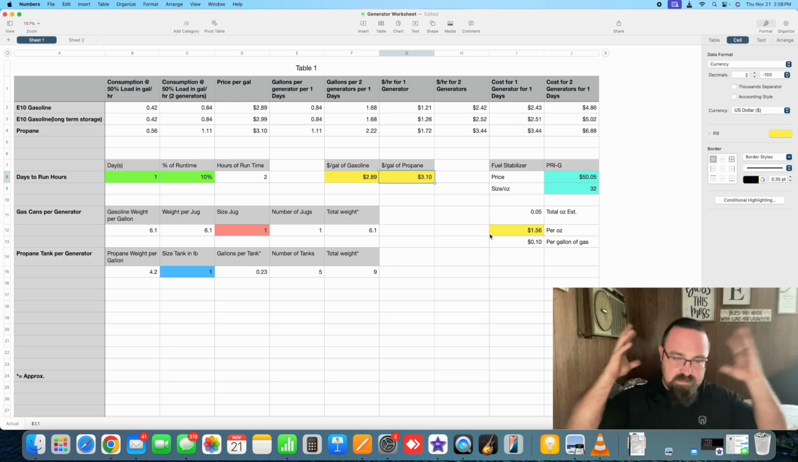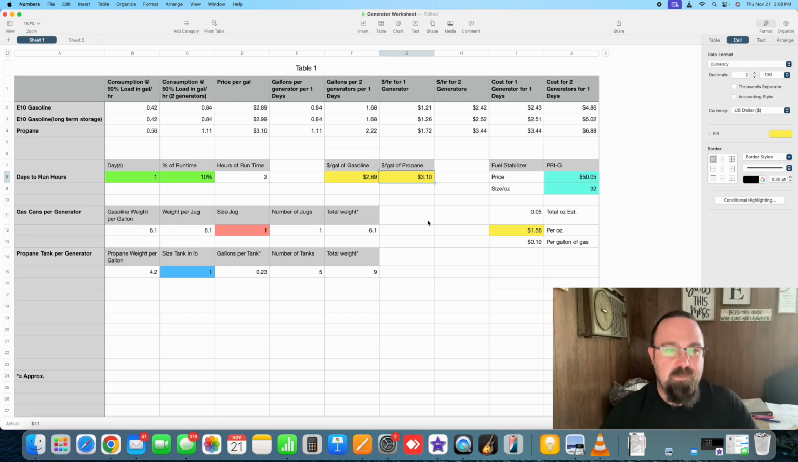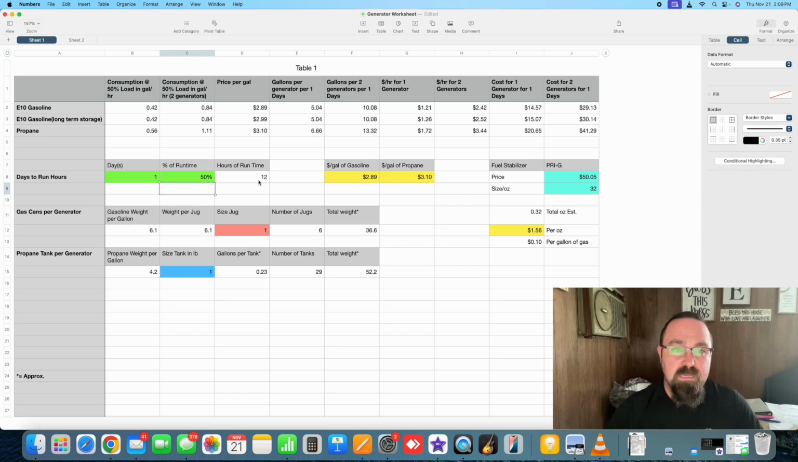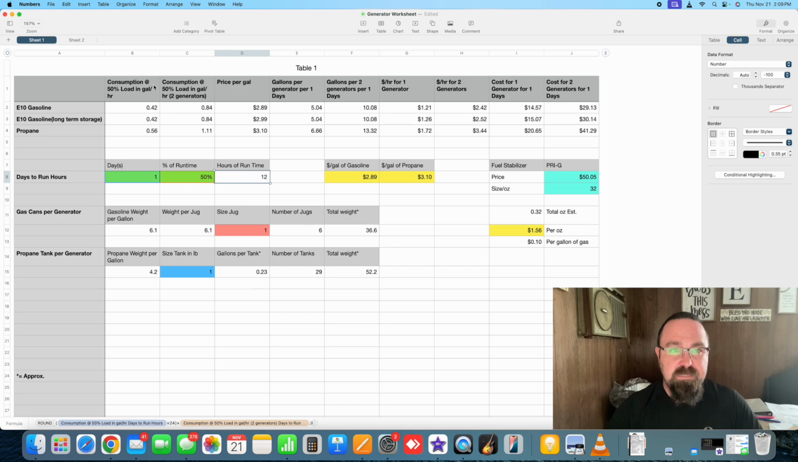And like I say, guys, this is just to get your mind wrapped around exactly what you're going to be needing. So let's say that your particular outage runs for 1 day and you're going to run it for your daytime hours, so at a 50% duty cycle. So we've got 12 hours of runtime. Based on this consumption for one generator or two and our prices, this is how many gallons we're going to need, how much it's going to cost per hour, and then how much the total cost is going to be for running one generator for that day at 50% or two generators at 50%.